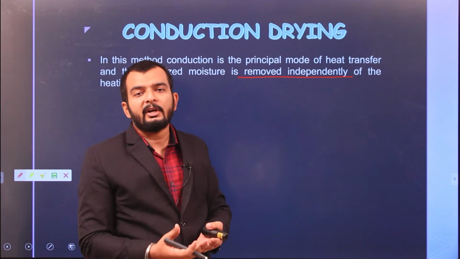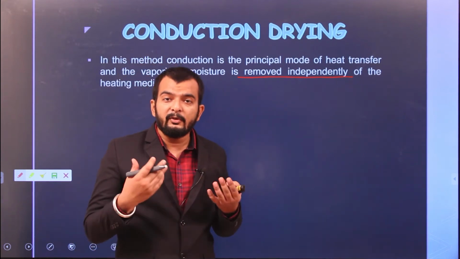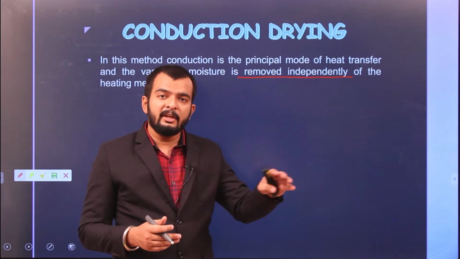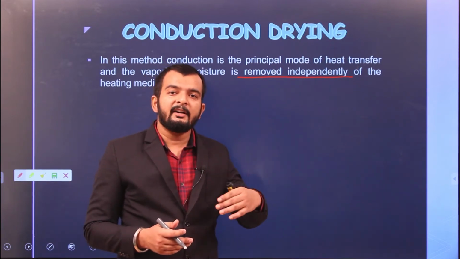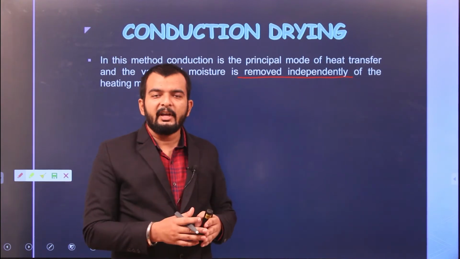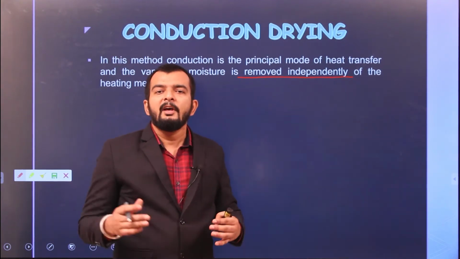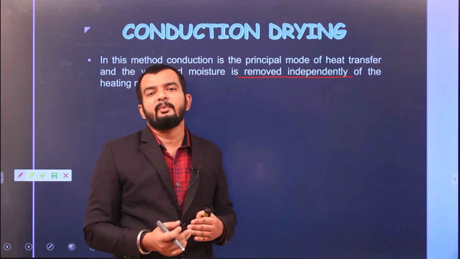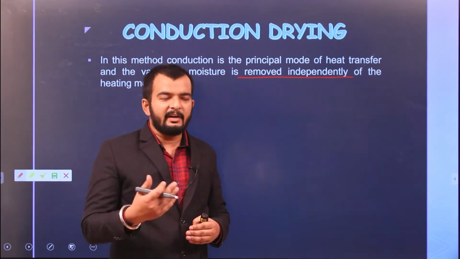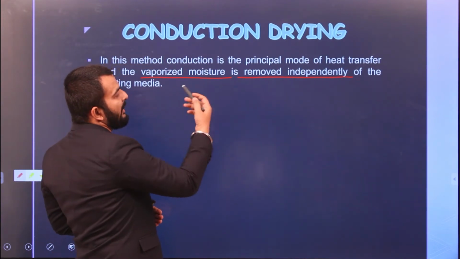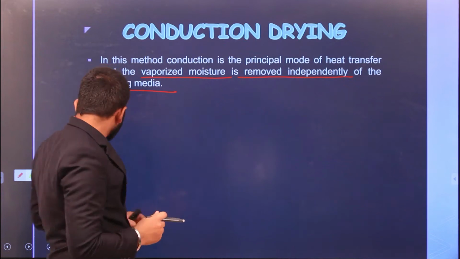Suppose we restrict the moisture in the grains, so that there is no moisture content gradient or difference in concentration of moisture between the grains and the surroundings. Then the moisture will not evaporate from the grains and will remain as it is, but the temperature of the grain will still rise. So the moisture removal is irrespective of the heating medium.